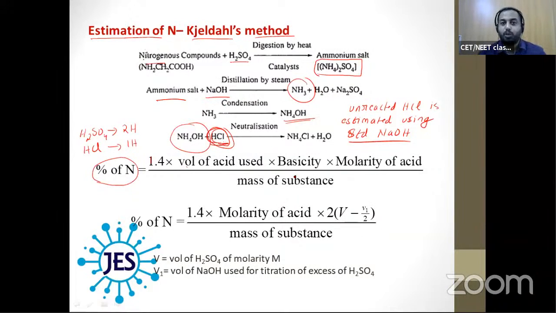If you don't know the volume of acid used, then how to solve it? Percentage of nitrogen is equal to 1.4 into molarity of the acid into 2 multiplied by (V minus V1) by V2. So what is V? V is the volume of sulfuric acid, whereas V1 is the volume of sodium hydroxide used. So when do you use the first equation? If you know the volume of acid used. If you are not given the volume of acid used, but you know the volume of sodium hydroxide used, then use the second equation. Okay, that's how you find out the percentage of nitrogen in Kjeldahl's method. Okay, good.